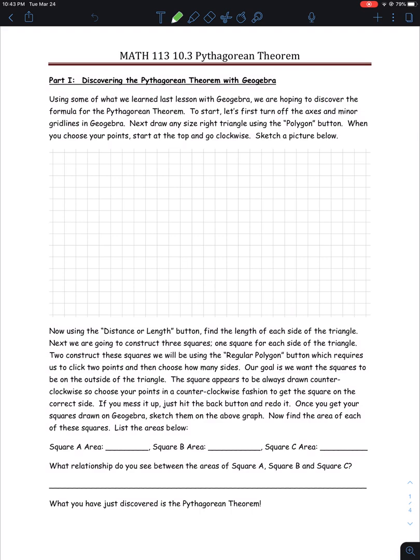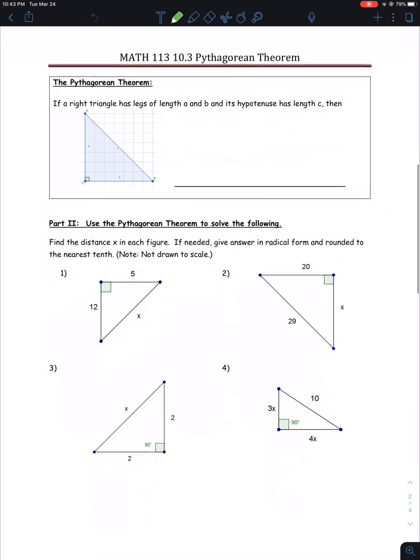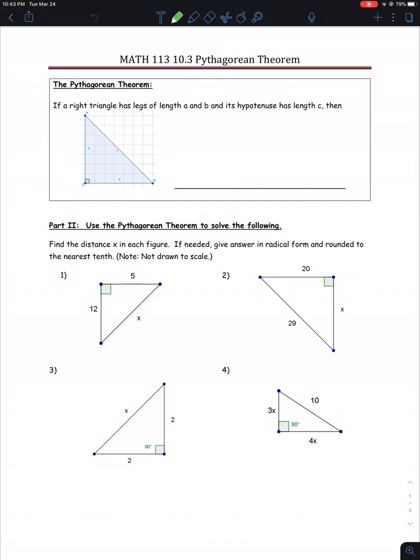If you look, part one's a cool activity that you could actually do with your kids that uses GeoGebra, so it's a nice way to discover what the formula is. I'm going to let you play around with that and see what you can come up with. It's a good fun activity. But instead, what we're going to do is start with the actual theorem itself. I'm going to help you make sure you know how to use the theorem.